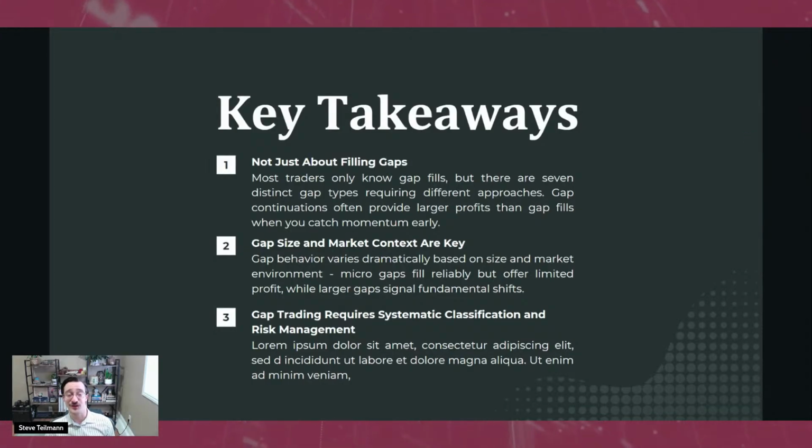It's not just about filling the gaps. Most traders only know about the gap fills, but I said 7 here, but then I honed it down to 5. All right, more production errors. But in general, there are a lot of kinds of gaps, but they can be categorized in different ways, but they are all different and you got to approach them differently. So, gap continuations obviously provide larger profits, and gap fills will be more reliable, but more like base hits, like I've been saying. So gap size and market context are key.